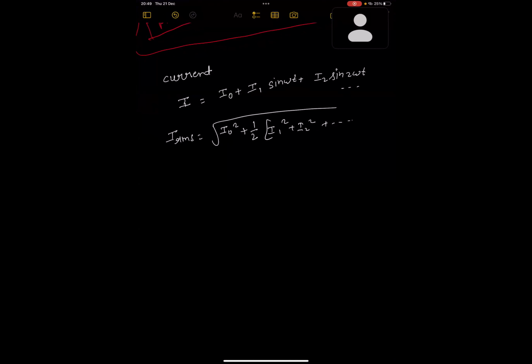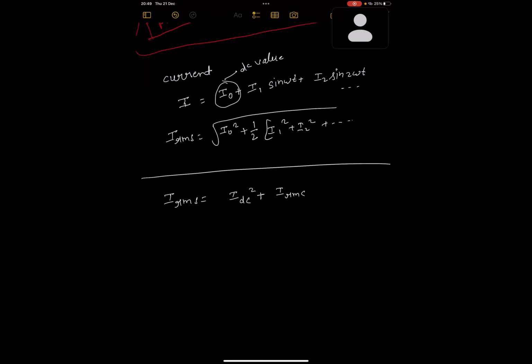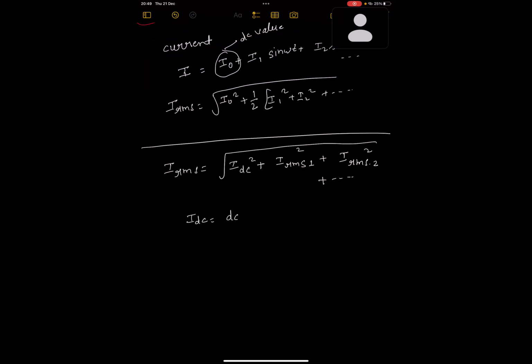Okay. So according to your book, according to your PDF, I RMS equals the square root of I naught squared plus I RMS first squared plus I RMS second squared, and so on, where I naught is nothing but the DC value, that is, I DC equal to the DC component of current or average value of current.